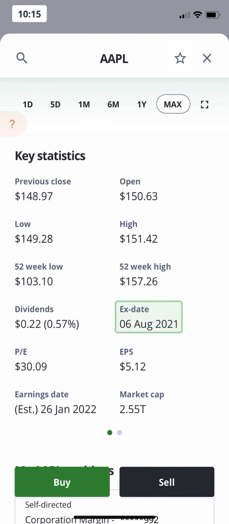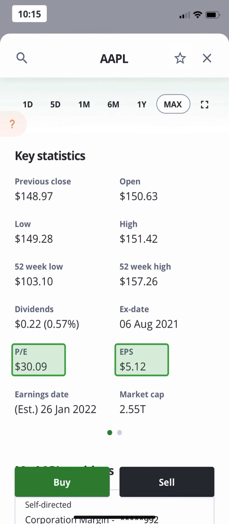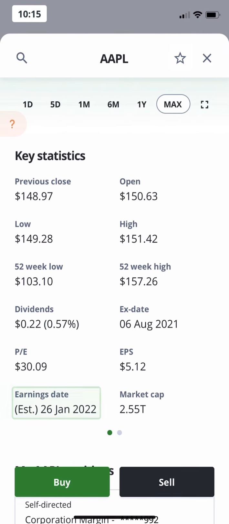Next to dividends is the X date, which is the date you need to own the shares by in order to receive the next dividend payment. Also available are key metrics such as the price to earnings ratio and the earnings per share. These are sometimes used to compare the performance of the stock to its competitors, or the market as a whole. Below PE and EPS, you'll see the next scheduled date for the company to release their earnings report if available. Lastly, you have the company's current market capitalization.